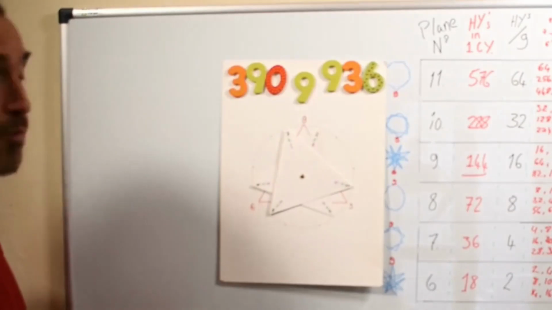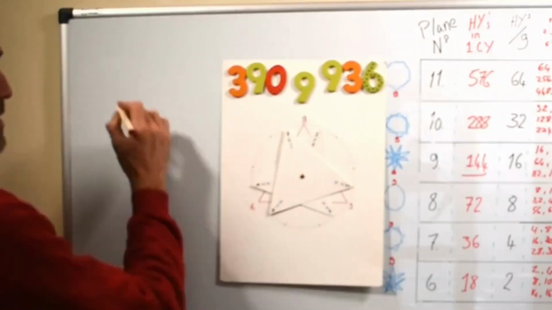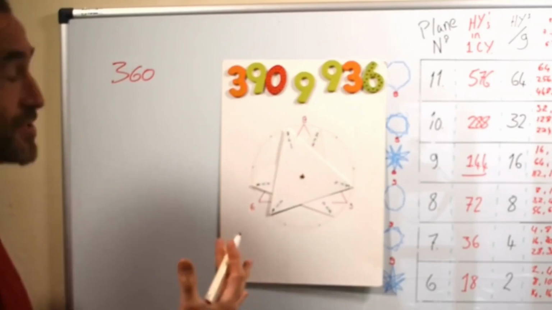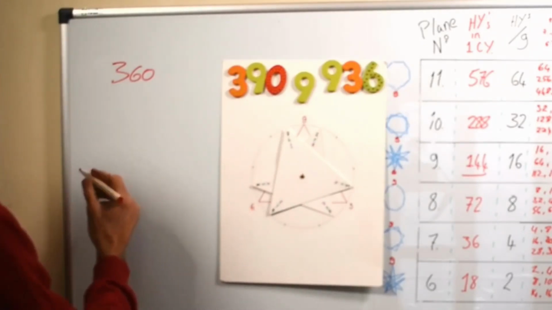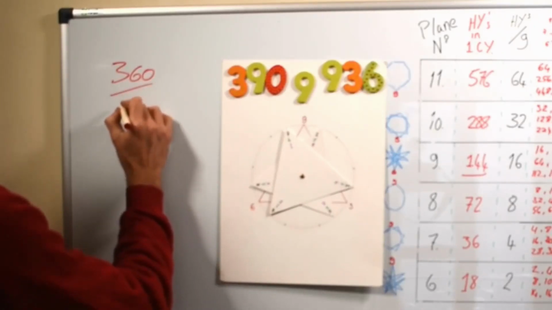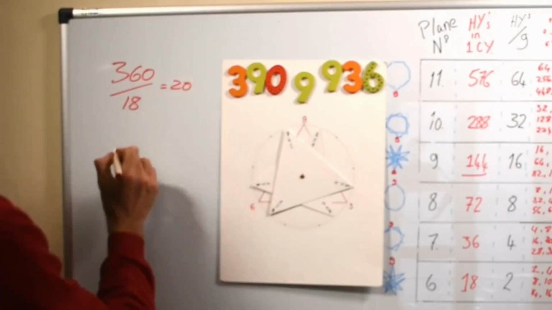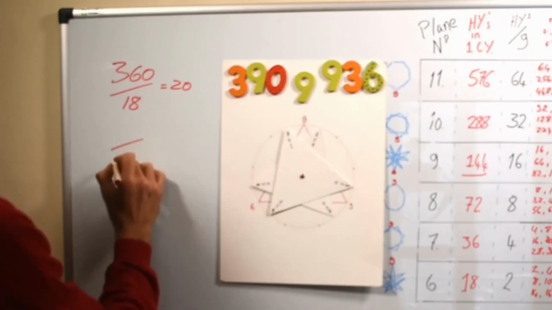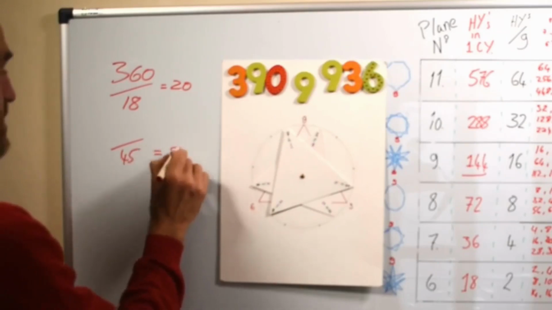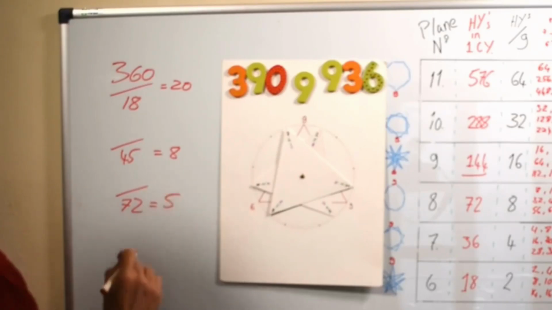So first of all, why do I call them the celestial pairings? The celestial year has 360 days in it. It's our circle, 360 degrees of our circle, the celestial year. And if we divide 360 by 18, we get 20. If we divide it by 45, we get 8. And if we divide it by 72, we get 5.